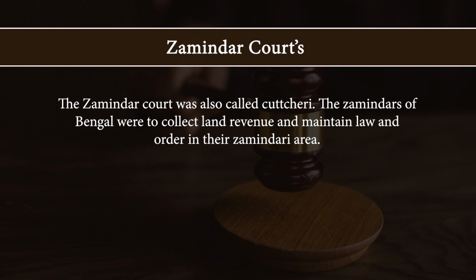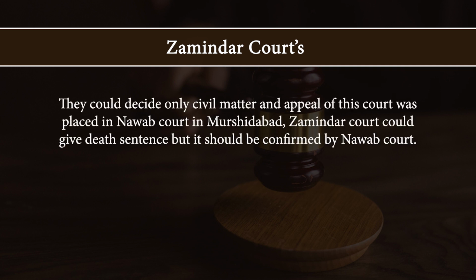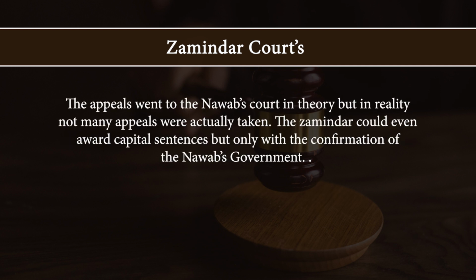The zamindars of Bengal were to collect land revenue and maintain law and order in their zamindari area. They could decide only civil matters, and appeal of this court was placed in Nawab's court in Murshidabad. Zamindar court could give death sentence, but it should be confirmed by Nawab court. The appeals went to the Nawab's court in theory, but in reality not many appeals were actually taken. The zamindar could even award capital sentences, but only with the confirmation of the Nawab's government.